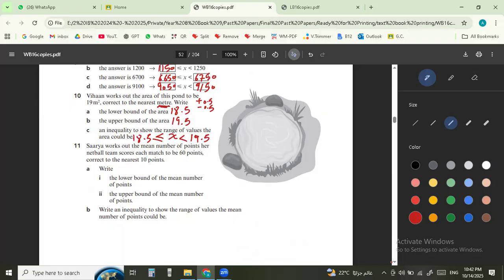Saria works out the mean number of points her netball team scores each match to be 60 points, corrected to the nearest 10 points. The nearest 10, then I add or subtract 5. The lower bound of the mean, 60 minus 5, is 55. The upper bound of the mean number of points, 60 plus 5, is 65. Write an inequality. So x is greater than or equal to 55 and less than 65.